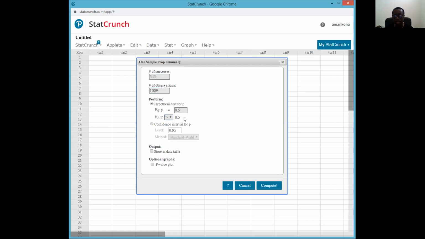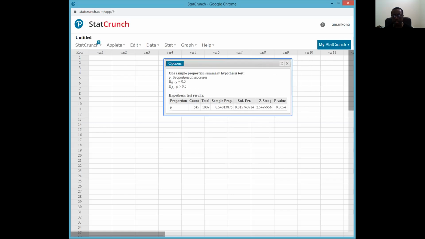By default, hypothesis test for P is already checked, as you're not doing a confidence interval. That is the same thing you repeat when doing a confidence interval like we did before. But this is a test of hypothesis, so say compute. Now notice, look at the p-value. It is the same 0.0054 that we used in the table. This is your X number of successes, your sample size and all that. So this gives us the same conclusion. All right.